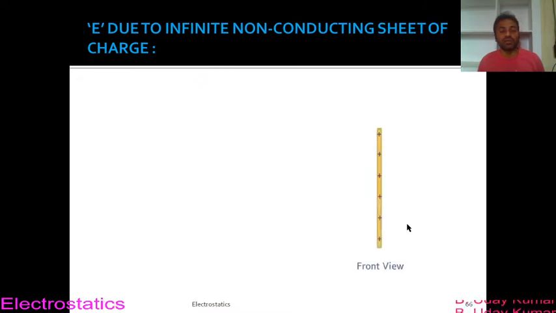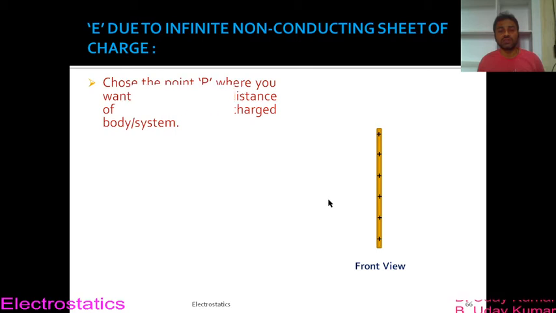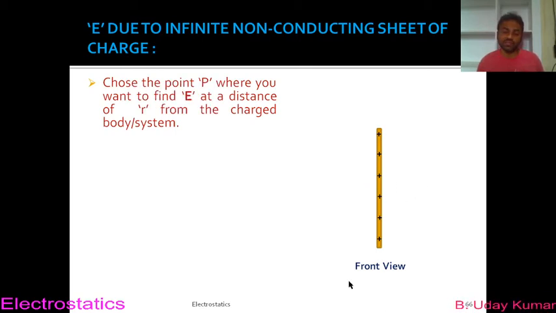Now coming to the derivation part, let us assume that this is an infinite, non-conducting sheet of charge, and by using Gauss theorem I can determine the electric field intensity of this sheet. You already know certain steps have to be followed. The first step is to choose the point P where you want to find the electric field intensity. So this is the point P, and its distance is taken as small r. That means point P is present at a distance of small r from the system of charge here.